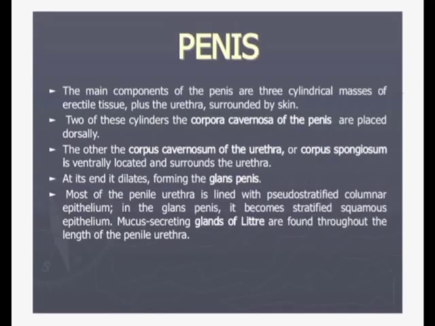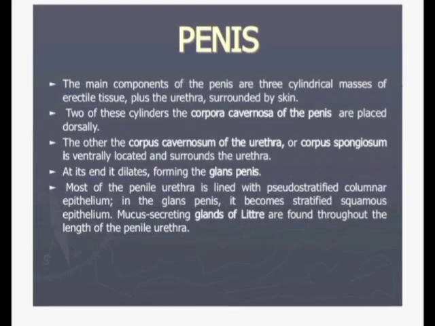The penis consists chiefly of three cylindrical masses of erectile tissue, the paired corpora cavernosa, which lie dorsally. The upper surface is the dorsal surface and the lower surface is the ventral surface. As in the case of the tongue, I have told you the dorsal surface of the tongue is the upper surface, which is roughened and having the lingual papillae.